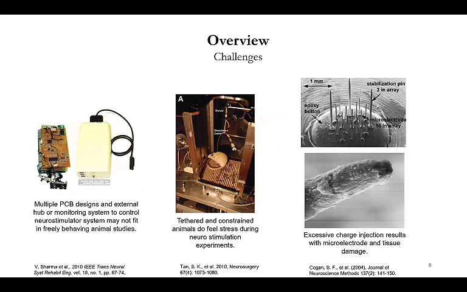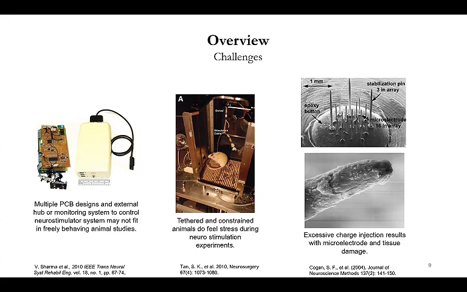The second challenge is tethering. You see the rat in a cage, and a cable is coming out from its brain, and this cabling also affects neural signal quality and efficiency, because the rat is not comfortable, so it affects the whole study.